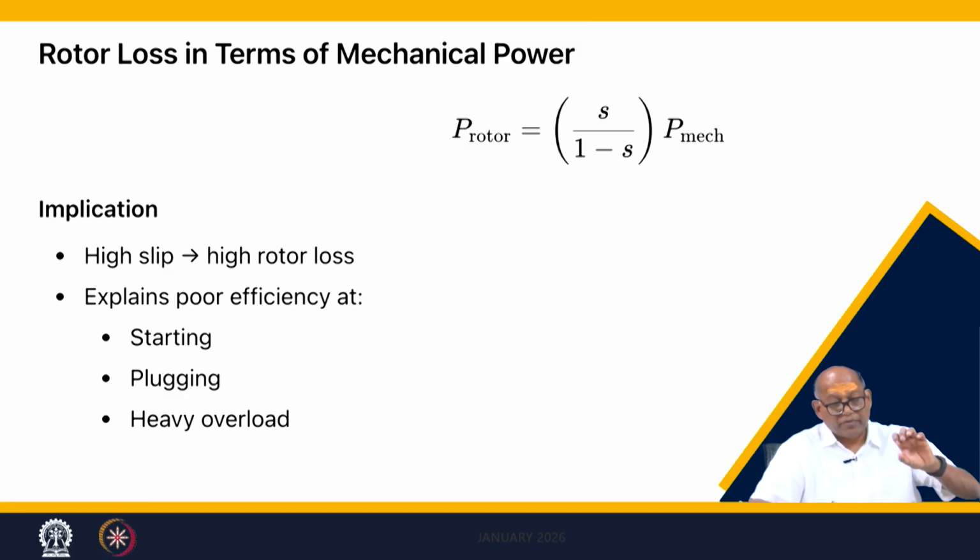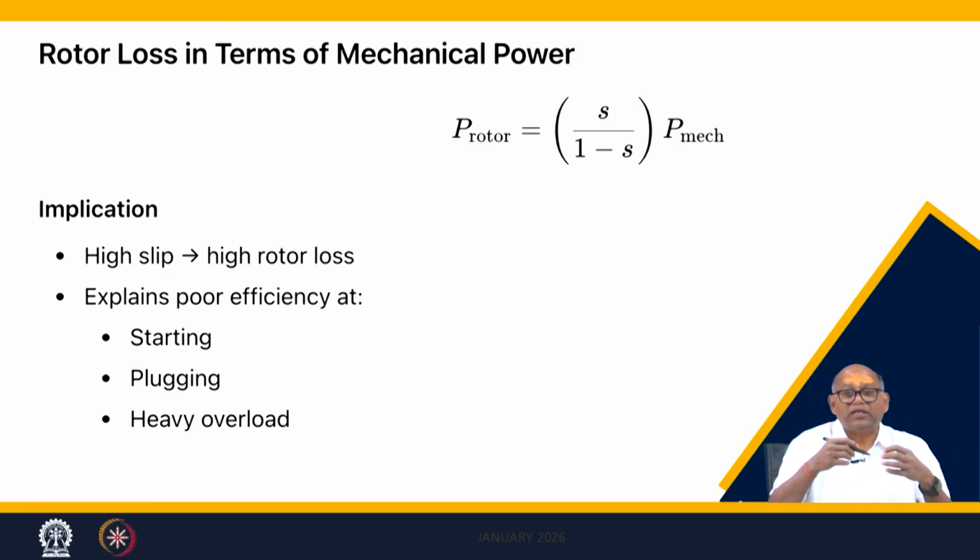Plugging means you reverse the phase sequence when the motor is rotating in one direction. That means the magnetic field rotates in the opposite direction. So Ns minus Nr becomes Ns plus Nr, because the rotor is in the opposite direction. So the slip becomes more than 1. When the slip becomes more than 1, the speed becomes negative, so it comes to this side.